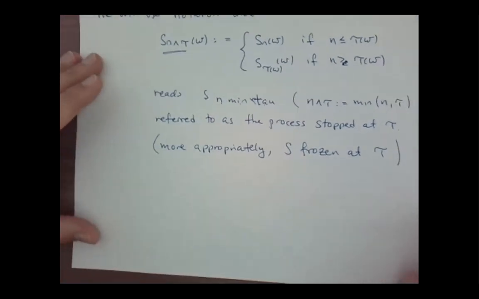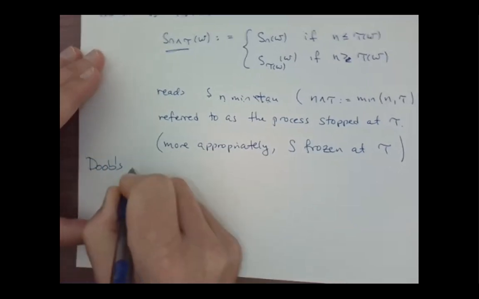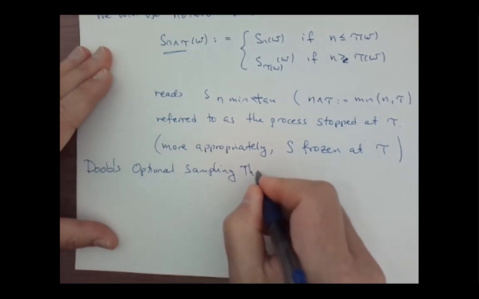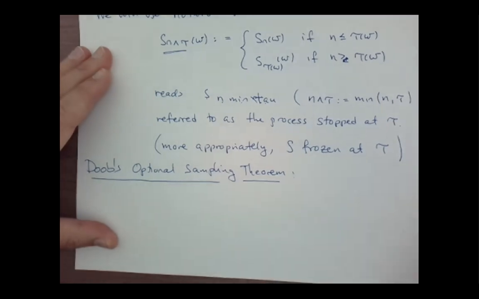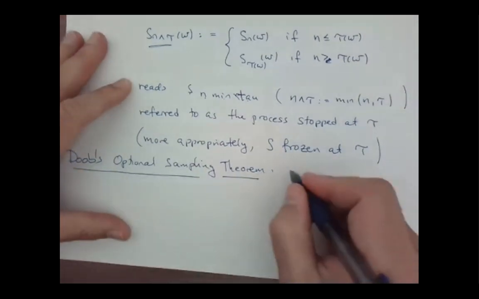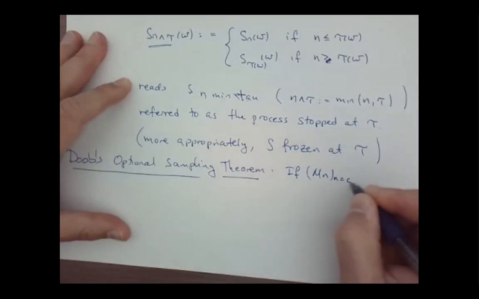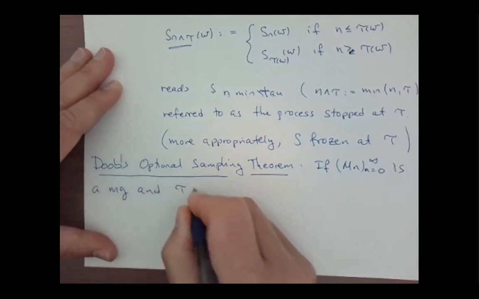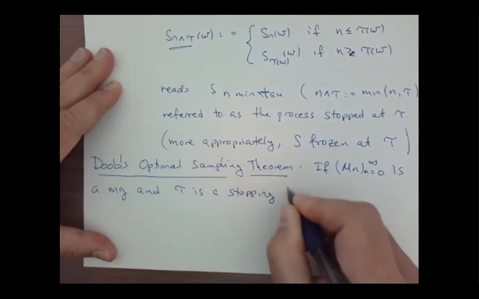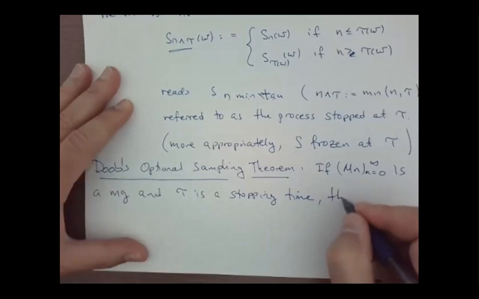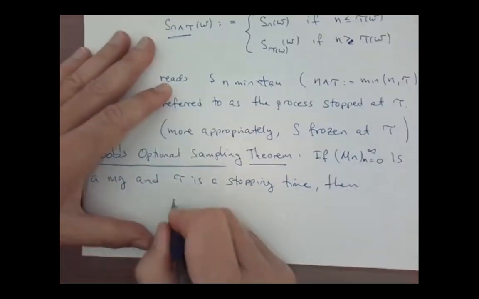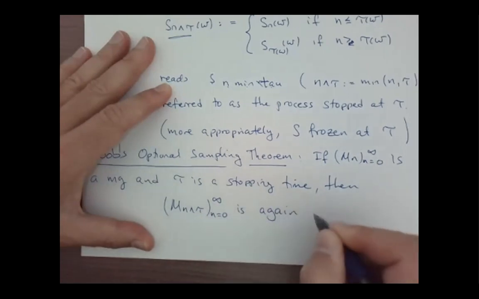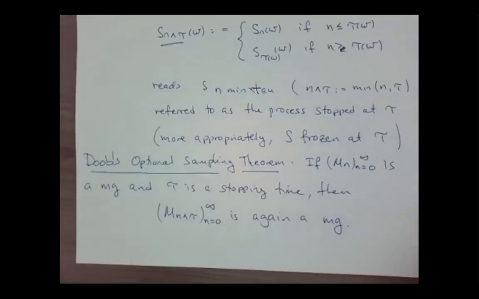And where it comes in is in this result by Doob. It's called Doob's optional sampling. What it says is that if Mn is a martingale and tau is a stopping time, well, then this stopped process Mn min tau is again a martingale.